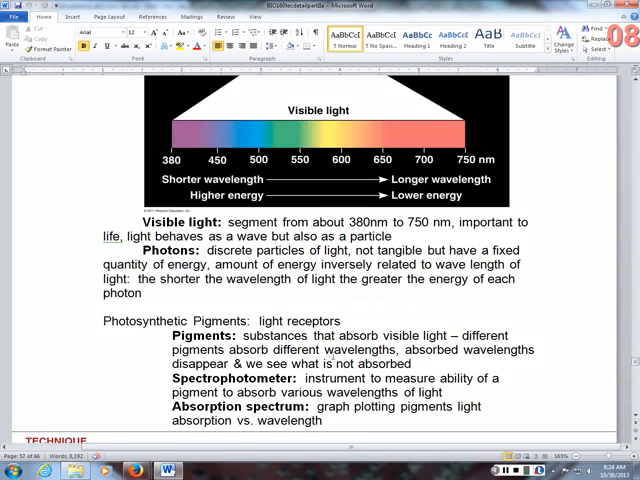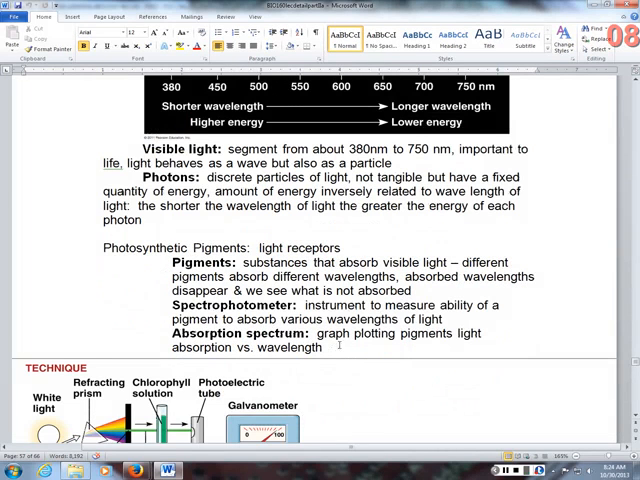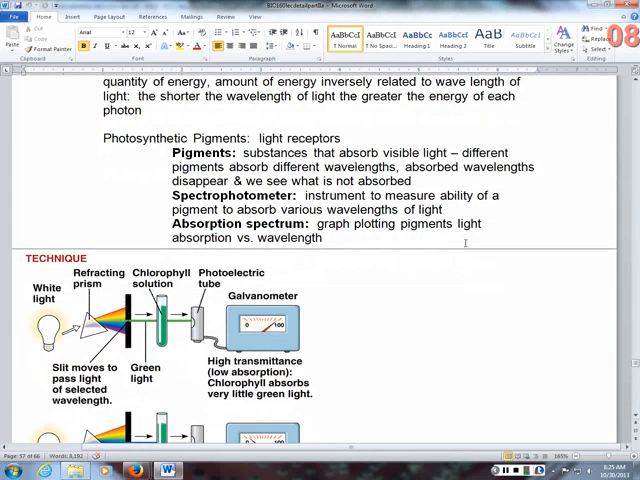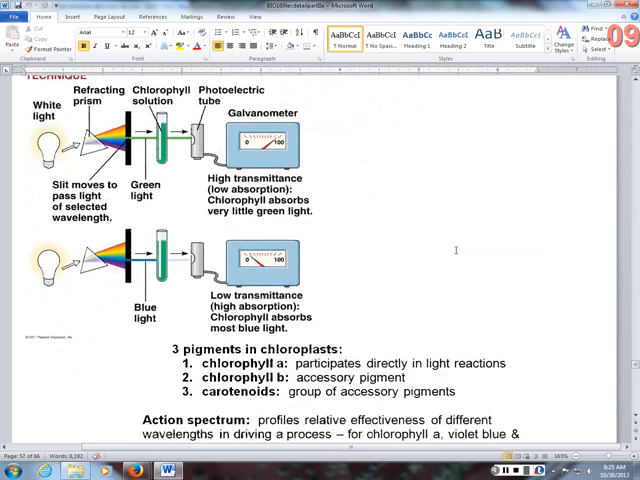So our photosynthetic pigments are going to be the light receptors. So a pigment is able to absorb visible light. So when you're seeing something, what you're seeing is the light that is being reflected off of it. It's the light that it absorbs you don't see. And so different pigments will absorb different wavelengths of light. The spectrophotometer is an instrument that is used to measure the ability of a pigment to absorb various wavelengths. And you can come up with an absorption spectrum.